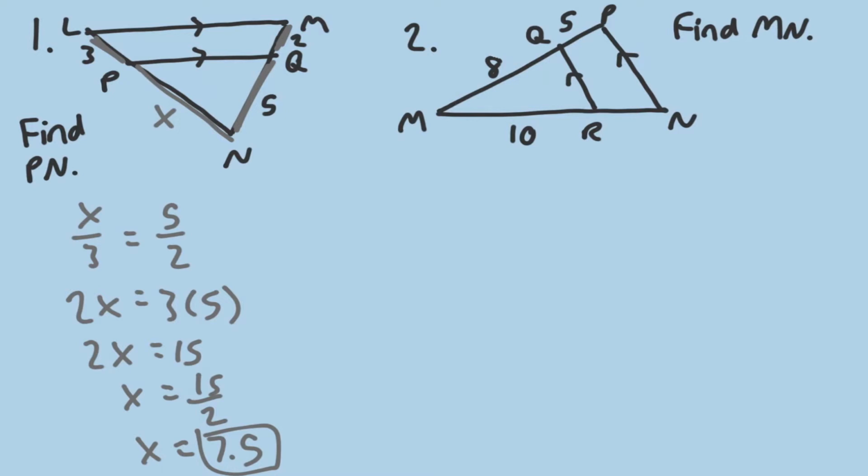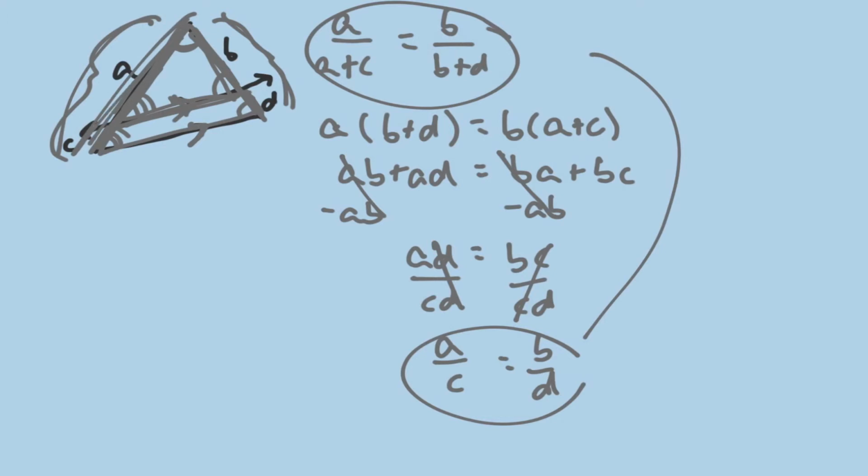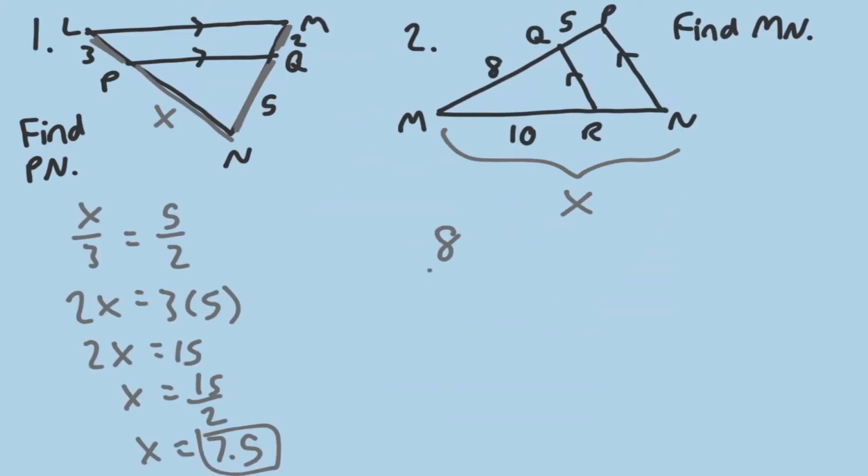The next one, find MN. So instead of finding this first, we don't need to do that. We can just find the longer side using not this formula anymore, but going back to this formula that we started with. One side of the triangle to the longer side equals another side to its longer side. 8 to 13 equals 10 to x. And now once we have x, that'll be our final answer.